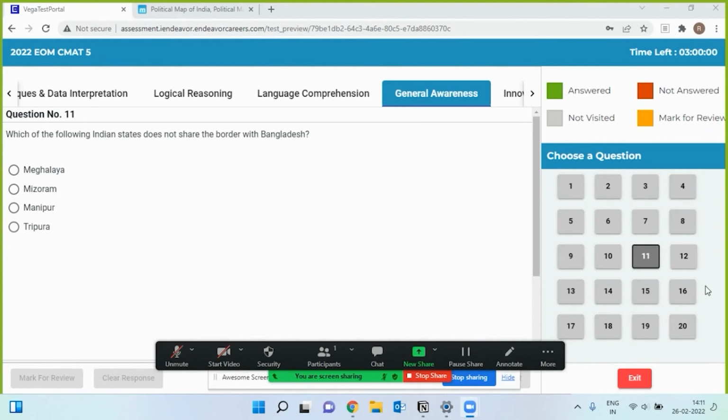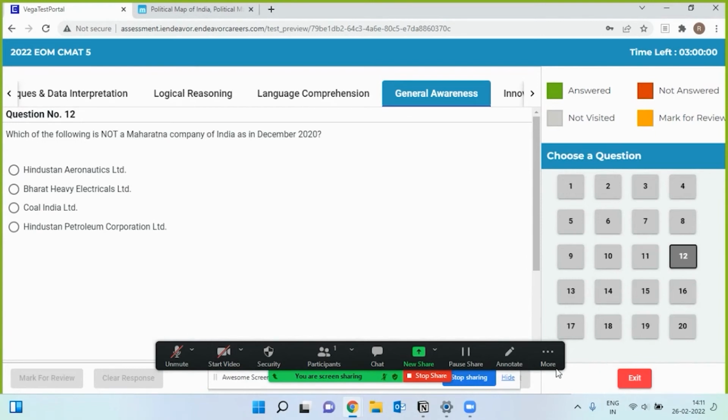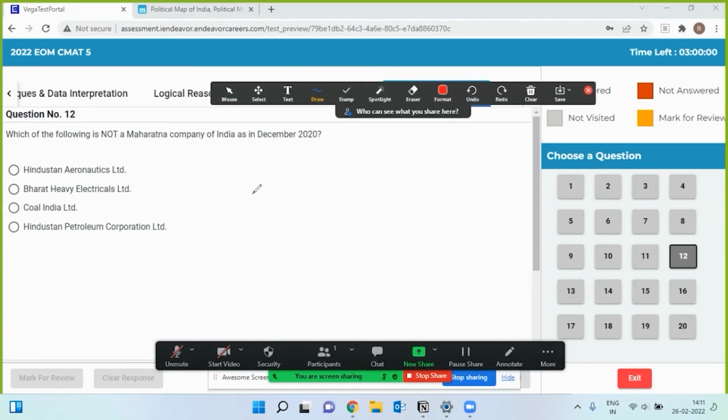Question number 12 is about which of the following is not a Maharatna company in India. Now, let me tell you briefly about Maharatna company. In India, there are something called as public sector companies or PSUs, which are government companies. Now, government companies in India are divided into different categories. Primarily three categories. The biggest ones are called as Maharatna. Then there are Navratnas. And then there are Mini Ratnas.